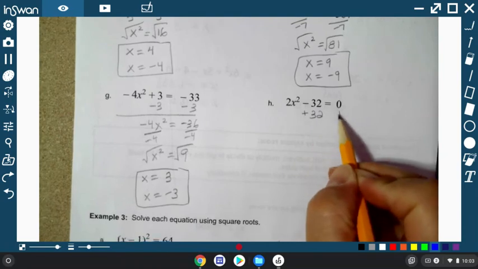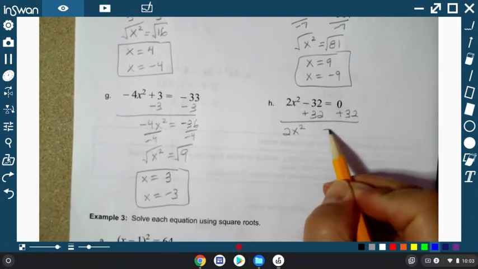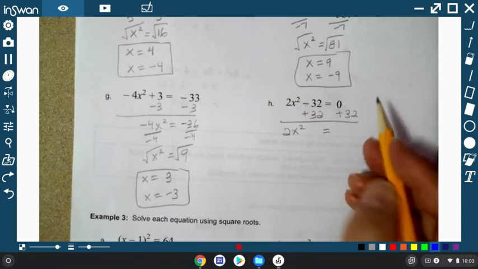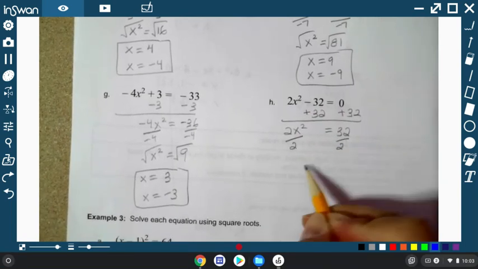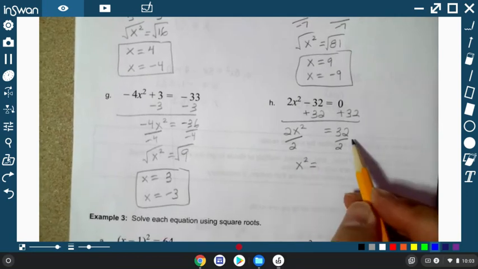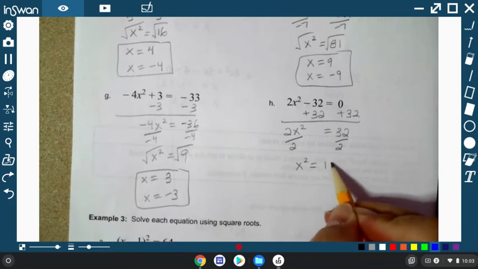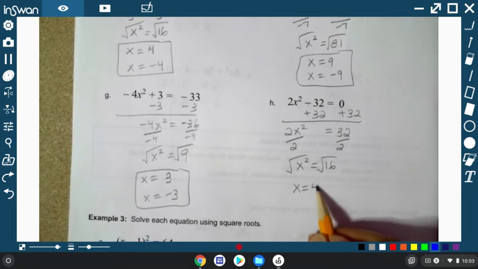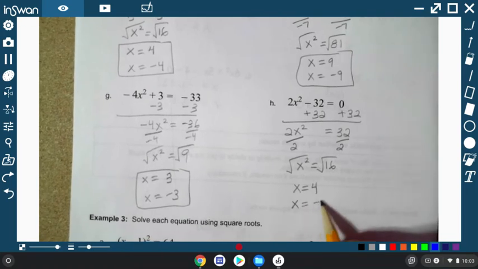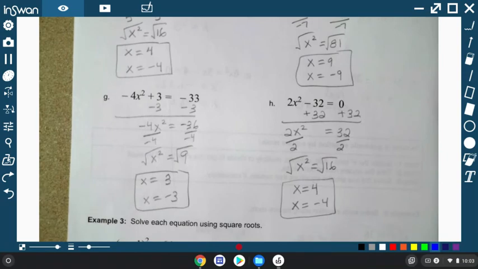So I'm going to add 32 to both sides. This is still 2x squared. These are gone. Make sure these are opposites. Divide by 2. X squared equals half of 30, which is 15. So half of this is 16. Now square root. All right, did you get 4 and negative 4 hopefully? All right, anytime you need to pause the video, please do so.